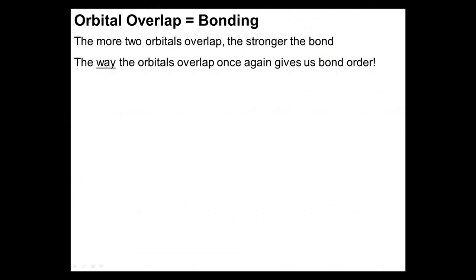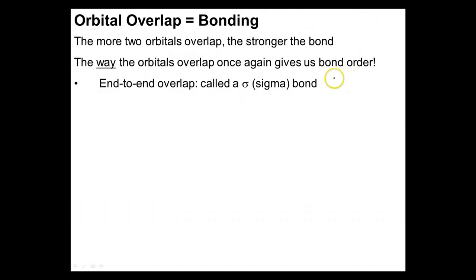But also the way that the orbitals overlap is going to tell us something about the bond order. Now we haven't talked about single bonds, double bonds, and triple bonds for a while, but this is where this is getting back to. Now, the first bond we're ever going to have is going to be an end-to-end overlap, and that's going to be a sigma bond.